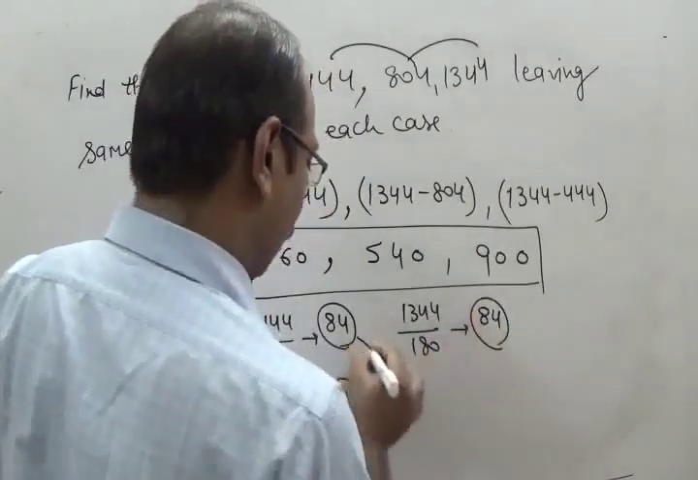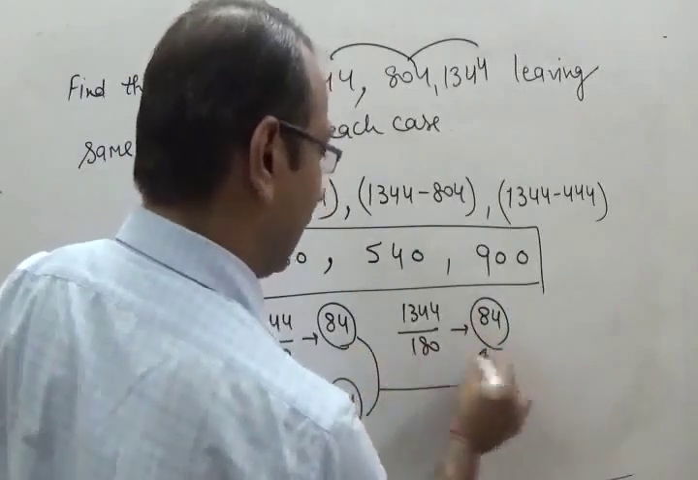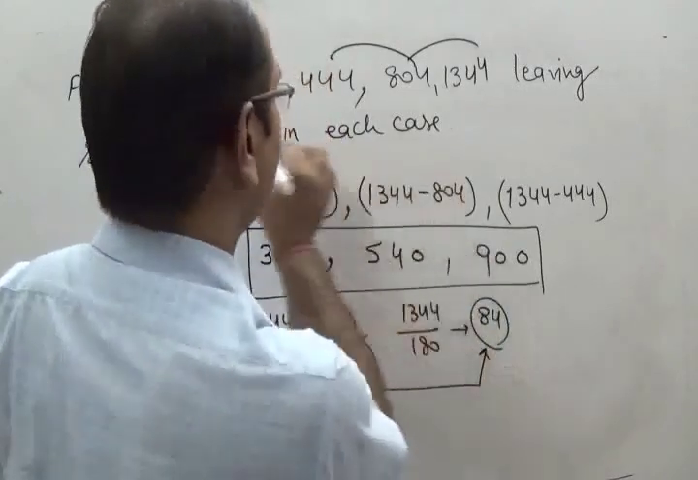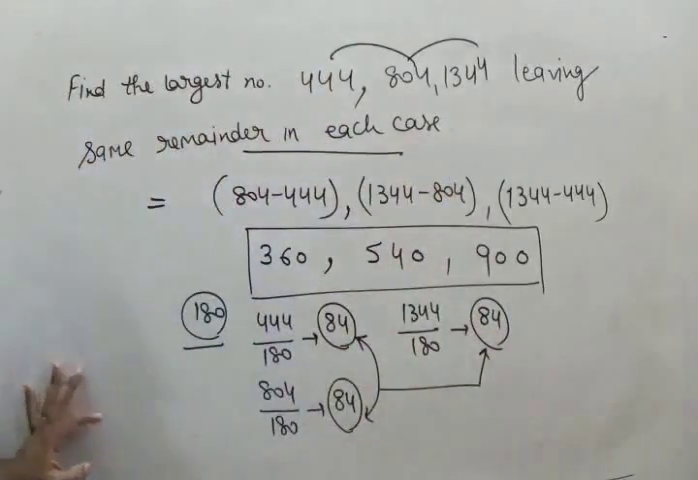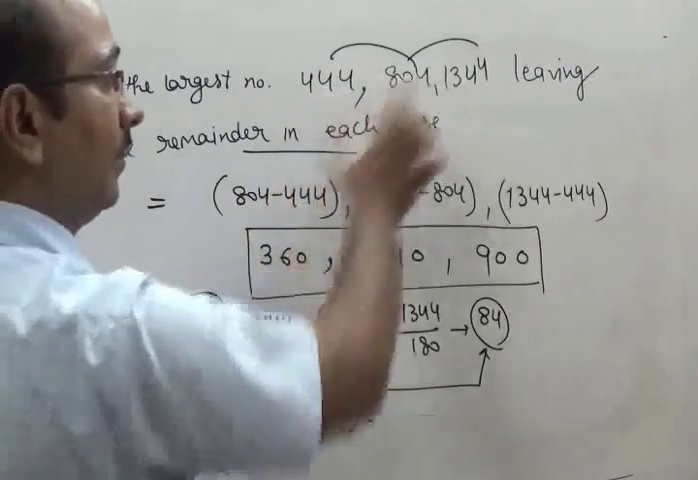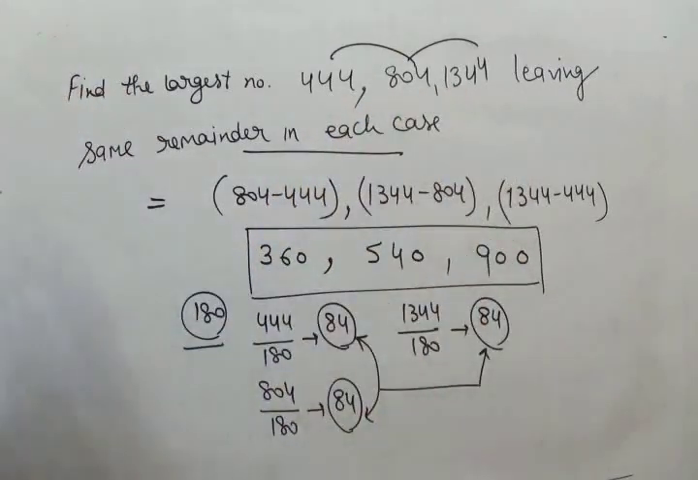Means in all these three cases the remainder left is the same. Means the given condition is satisfied, which states that in each case the remainder is the same, and we have to find such largest number possible. So I can say that such largest number is 180, and we find it by taking the differences in pairs and then taking the HCF of those numbers. Your answer will be there.